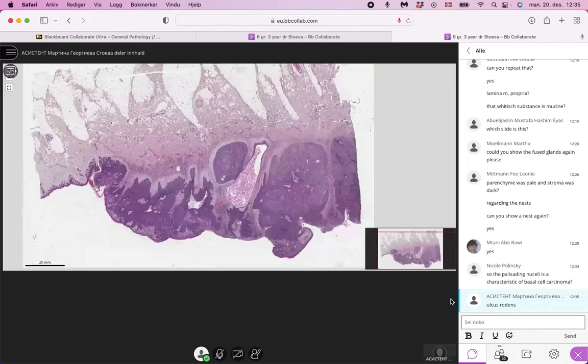Usually it affects the skin of the face. And actually this is a tumor found only on the skin. There is no other organ with basal cell carcinoma. So this is a tumor characteristic only for the skin, the most common one. Another characteristic feature is that it never gives metastasis. It's locally highly invasive, but doesn't give metastasis.